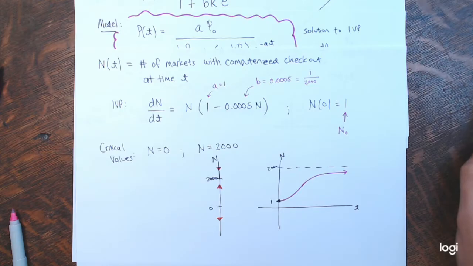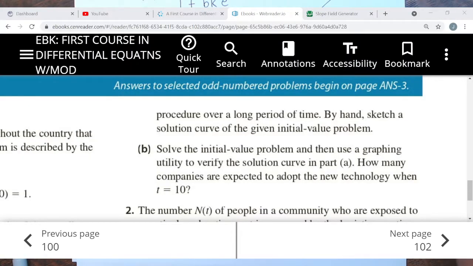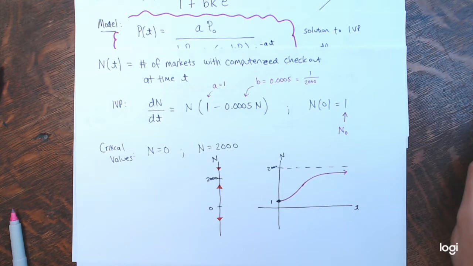All right, then, question B, part B of this question: solve the initial value problem, and then use a graphing utility. I'll use the Desmos slope field generator to show you that indeed the solution we get will be a good solution to this differential equation. And then, how many companies are expected to adopt the new technology when t equals 10? All right, so again, very simple. I solved it in general already, right? The logistic equation.